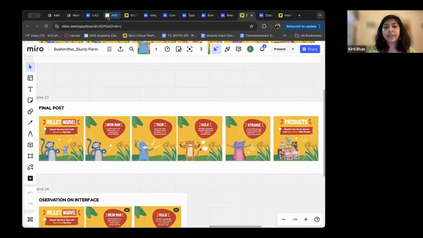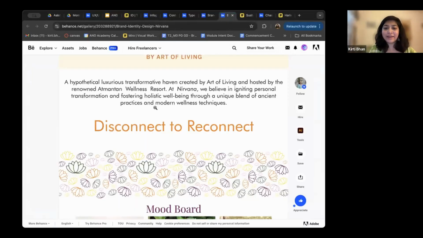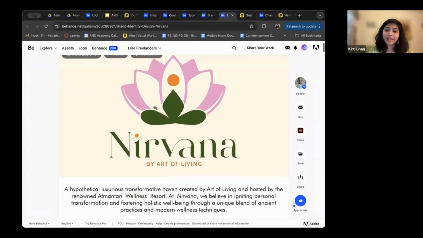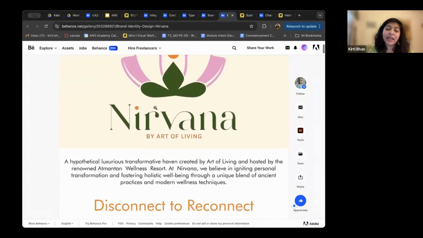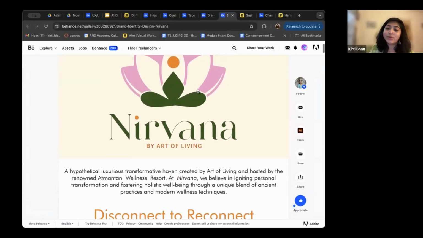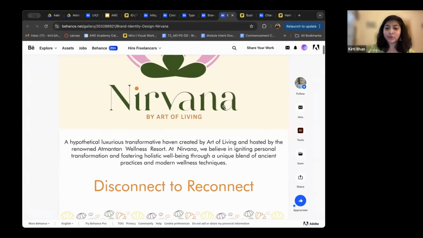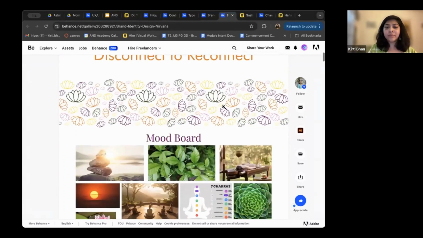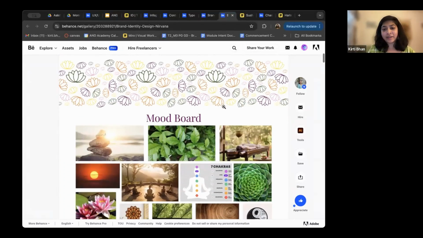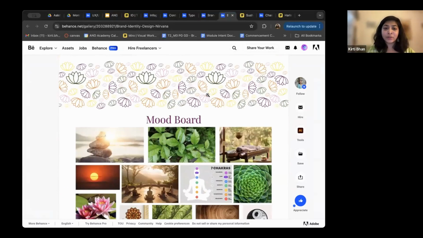All right, now I'll take you to brand identity. So this is basically a hypothetical, luxurious, transformative haven. This is the logo of that one, which is talking about this resort where you come and experience this transformation, this holistic well-being. So basically disconnect to connect, like we can understand by the name Nirvana and by the look and feel of the logo also. So she designed the logo.